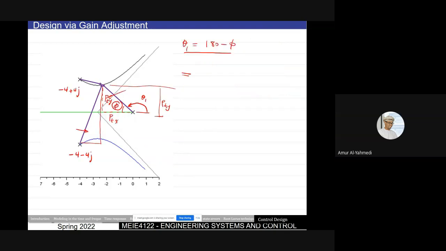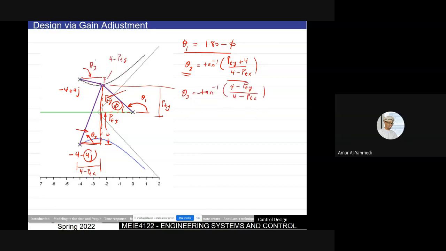Let's go back here. Theta 2 will be this distance, which is PTY, 0.866x, divided by this distance, which is 4 minus PTX, because the distance from here to here is 4. We did this correctly last time. Then theta 3 is tan inverse of this distance over this distance, so it is 4 minus PTY over 4 minus PTX.